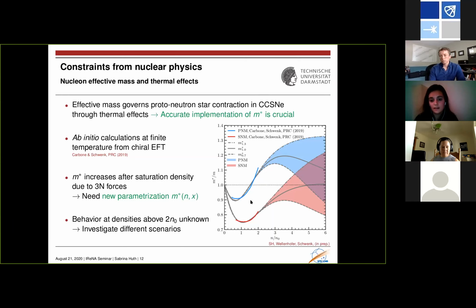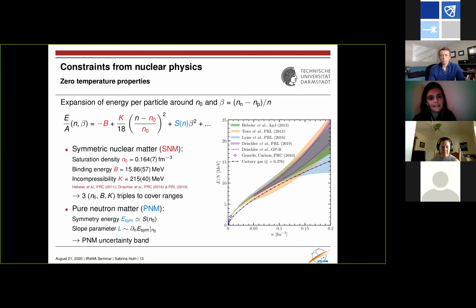But since we only have the results until twice saturation density, we don't know anything about the high density behavior. And therefore we just investigate here three different scenarios that cover a broad range at high densities. Okay, then let's come again to nuclear matter properties, and here more specifically to constraints we use from nuclear physics and also the uncertainty you have from this.